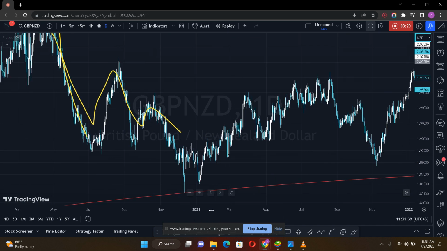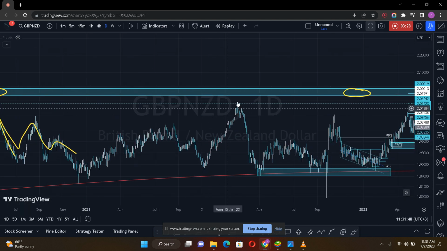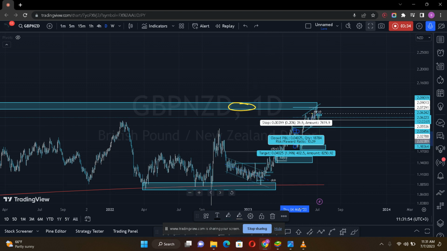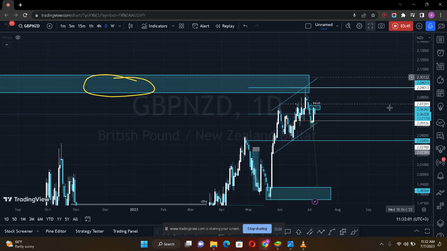Let me zoom in. So this zone was the origin of this sustained down move. And ever since then, price has not yet visited that zone, and it just recently did. So that zone is an important area for me. So depending on the price action at the zone, I would prepare myself for a short or a long.